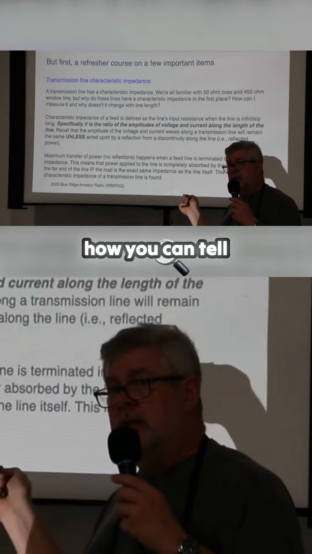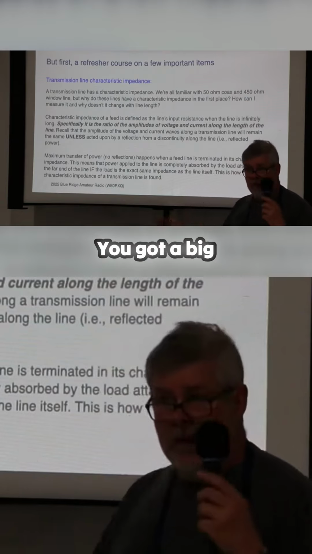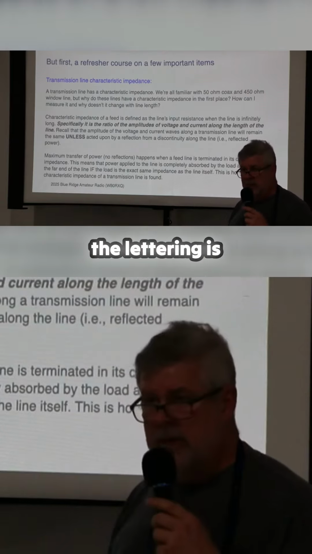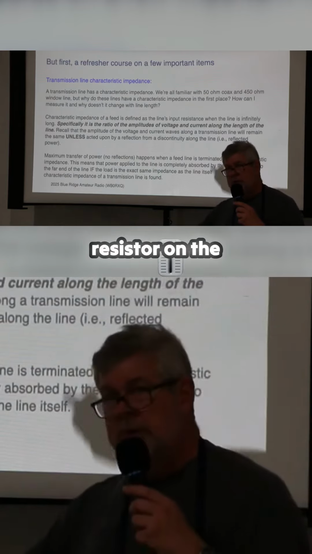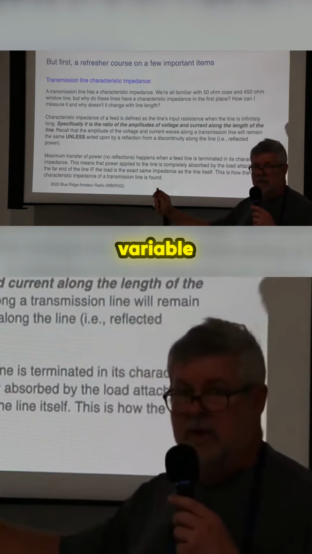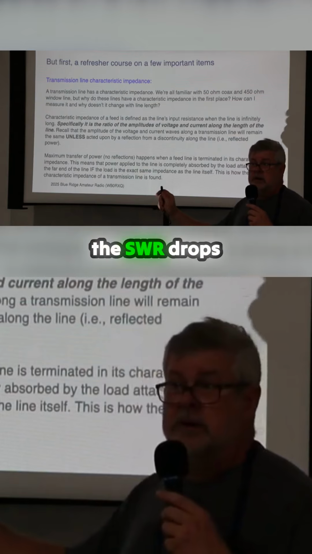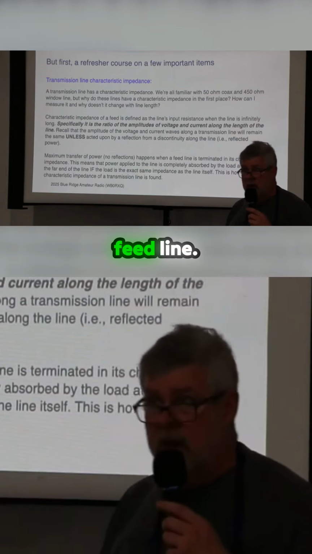So basically, this is how you can tell what the characteristic impedance of a feed line is. You got a big roll of coax, all the lettering is gone. What's the characteristic impedance? Put a variable resistor on the far end and an antenna analyzer on the other end and tune the variable resistance until the SWR drops to 0. And whatever that reads, that's the characteristic impedance of the feed line.